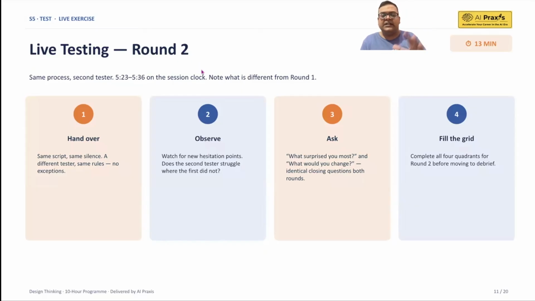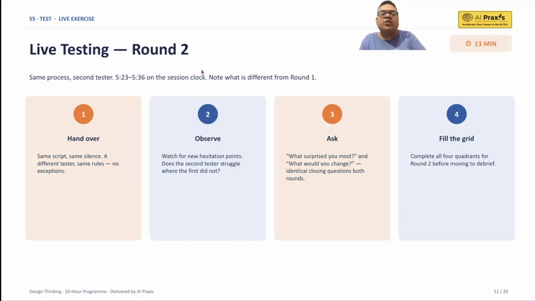In research, a single observation is interesting. When multiple people experience the same problem independently, it actually becomes evidence. That's exactly what we're looking for. Begin exactly as before. Use the same introduction, follow the same rules, give the same instructions, ask the same closing questions, because changing the process changes the results.